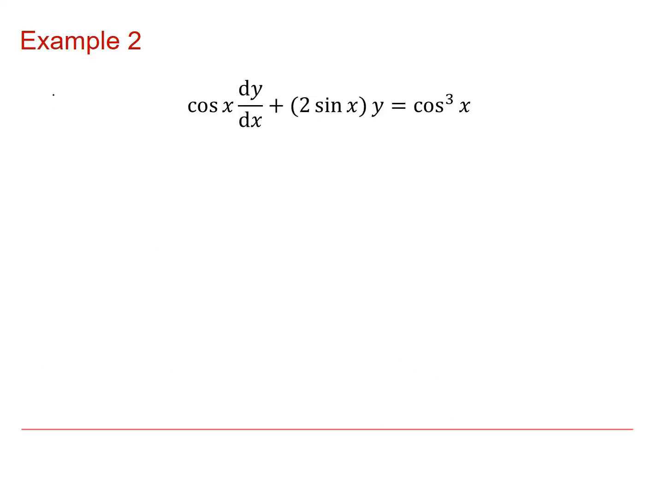Okay, let's have a look at this example then. The first thing to note is I haven't got dy/dx on its own. So the first thing I'm going to need to do is to divide through by cos x. So this is going to give me dy/dx plus (2 tan x) y. I'm going to keep the brackets so that we realize that 2 tan x is a function on its own, is equal to cos squared x.